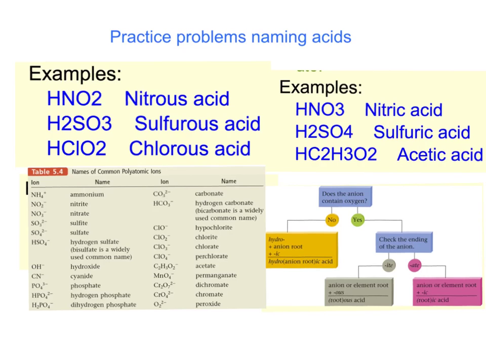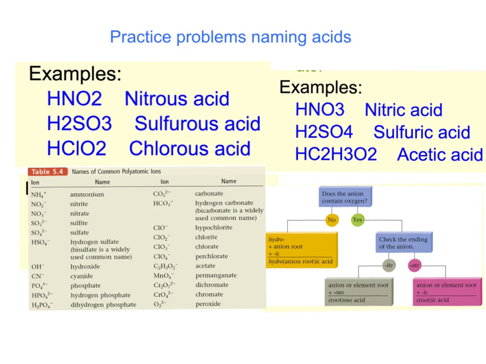Now let's look at this next one. It begins with H, so it's an acid. We look up, it does have oxygen, so we're going to come over here, and then we need to look up and see, does this have an ITE or an ATE ending? And so right here we find SO3, it has an ITE ending. With the ITE ending, we're going to name the anion, so that's a sulfite, drop the ITE, add OUS, followed by the word acid, sulfurous acid.